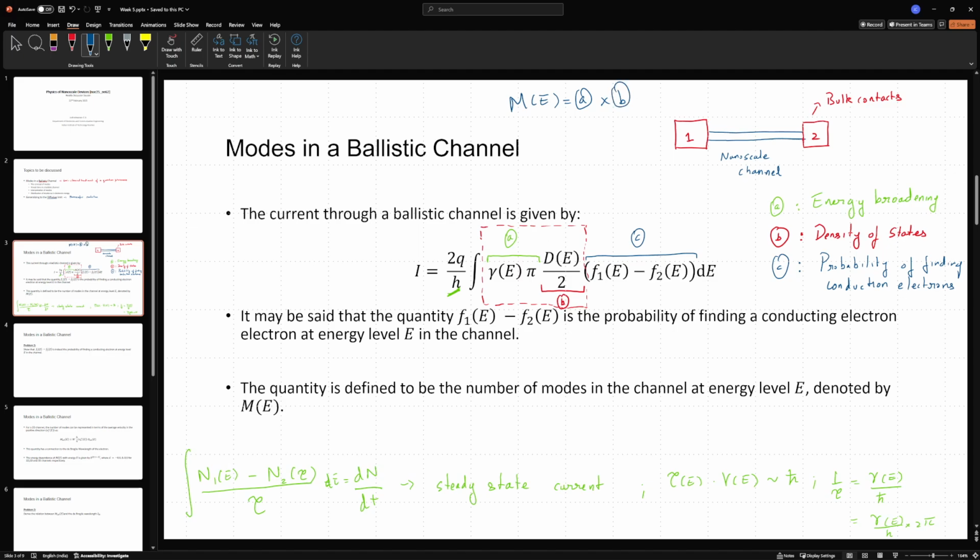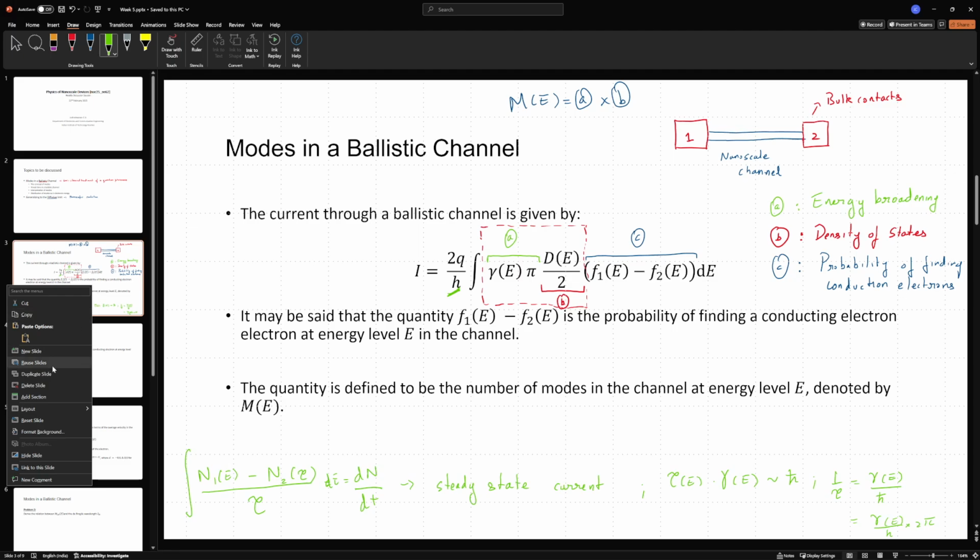So now what does this mean? Now we know that D of E gives me the number of energy states, essentially the density of energy states at a given energy value per unit volume of the system. And gamma of E is giving me something called energy broadening. Roughly, what does energy broadening stand for? When we have an electron move through the channel with a particular energy level, then we can be assured that, okay, let me start a new slide and kind of explain it over there.